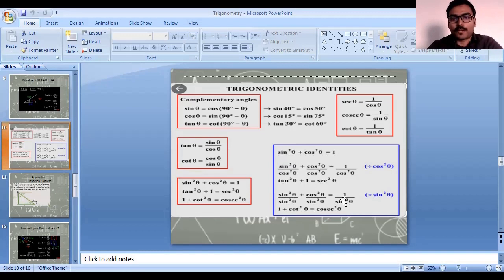And there are a few more identities like tan theta is equal to sine theta upon cos theta, cot theta is equal to cos theta upon sine theta, sec theta is equal to 1 upon cos theta, cosec theta equal to 1 upon sine theta, cot theta is equal to 1 upon tan theta. There are complementary angles as well.